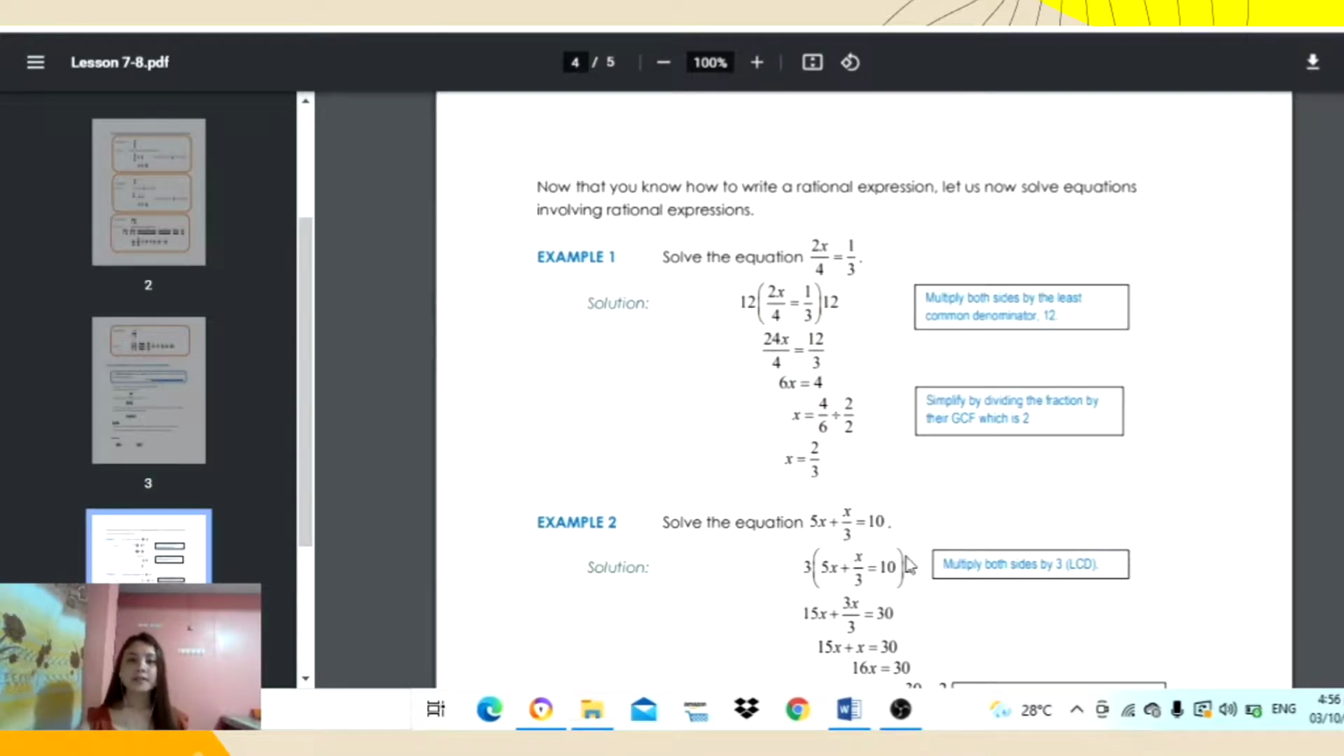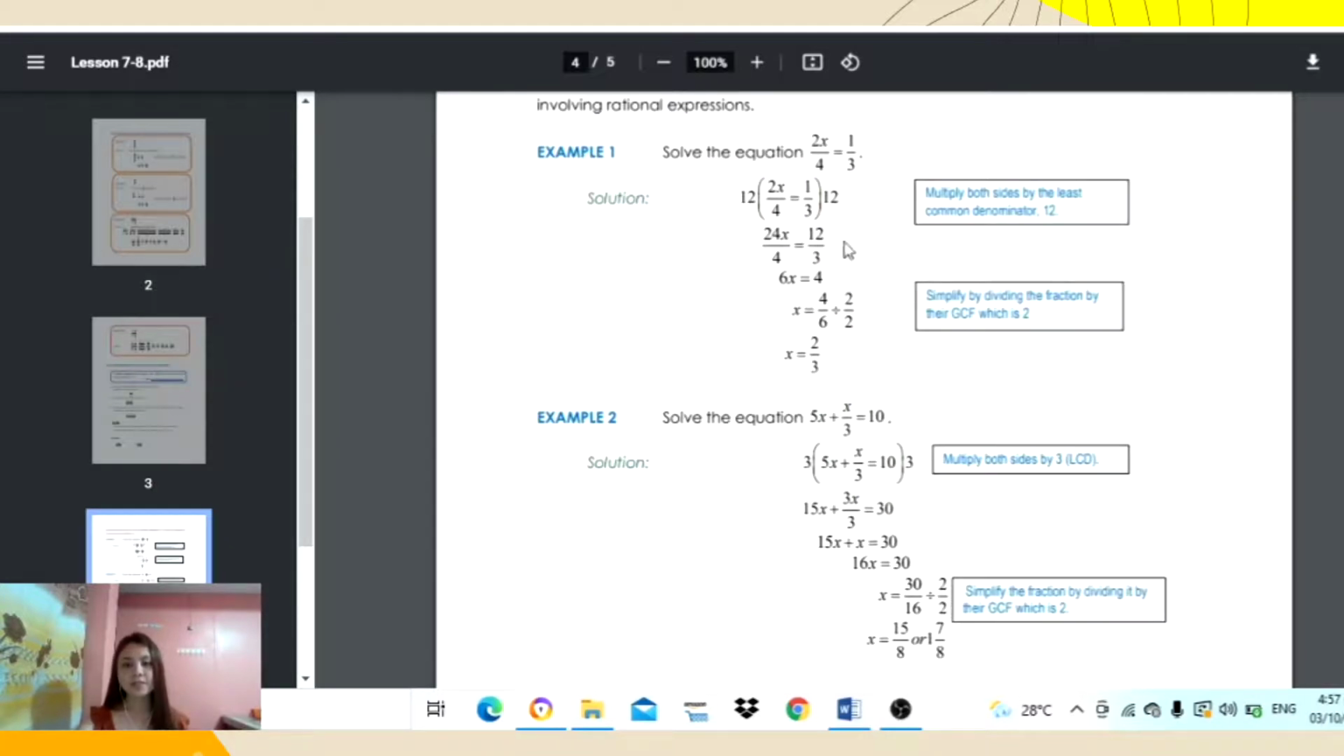So now that you already know how to write a rational expression, let us solve some equations involving rational expressions. Let's have example number 1. We have to solve the equation 2x over 4 equals 1/3. So this expression here, 2x over 4, is just equal to 1/3. And our goal is to find x. Alright, so how can we do that?